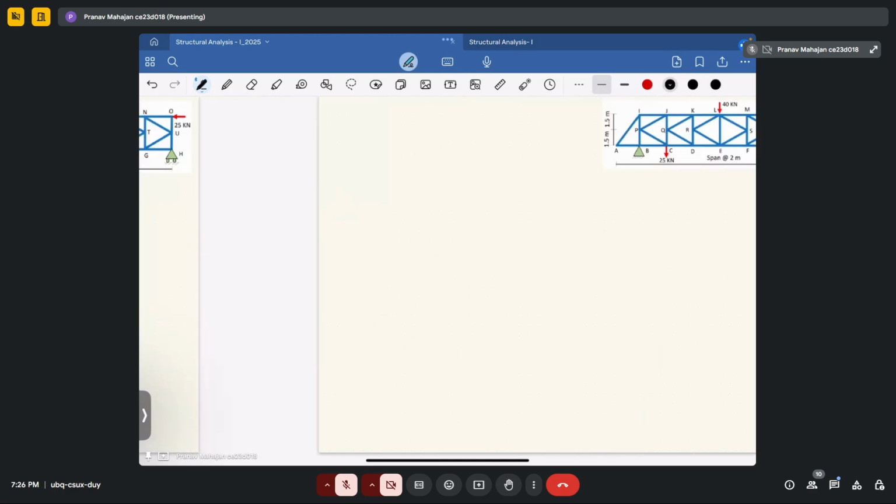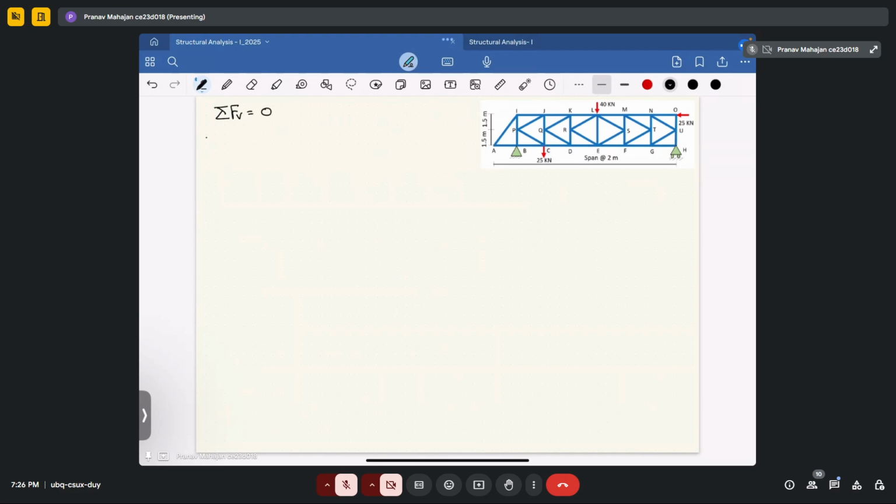Now we will utilize summation of vertical force equal to 0. That will be equal to FPJ sine theta minus FPB minus FPC sine theta equal to 0. Okay. Now we already know FPJ is equal to FPC. We can write twice of FPJ sine theta will be equal to FPB. That will give you FPJ equal to FPB upon 2 sine theta.